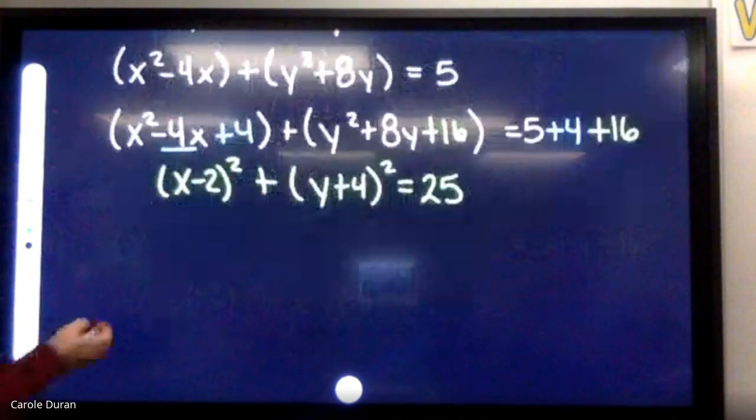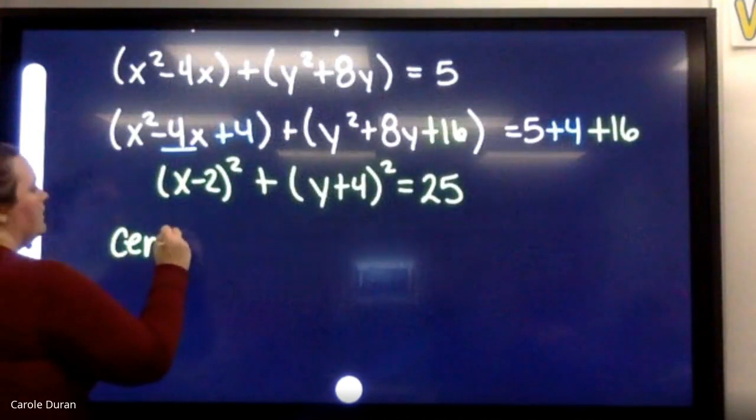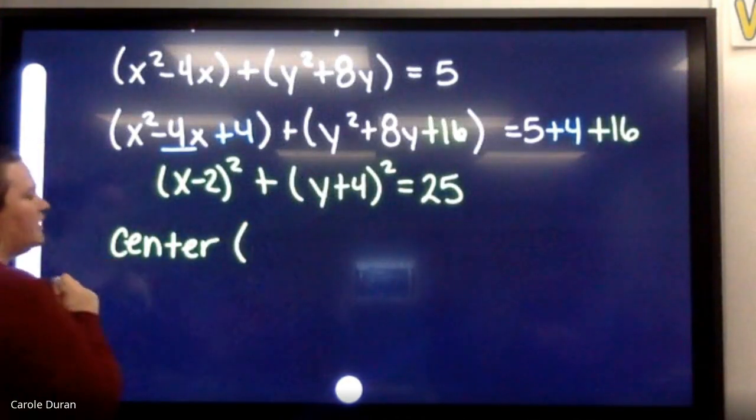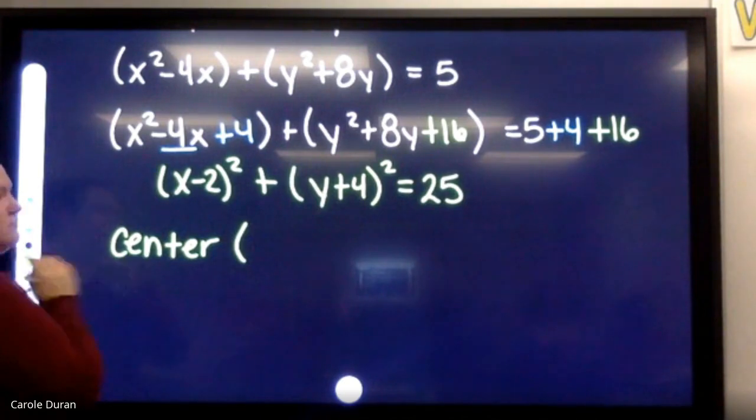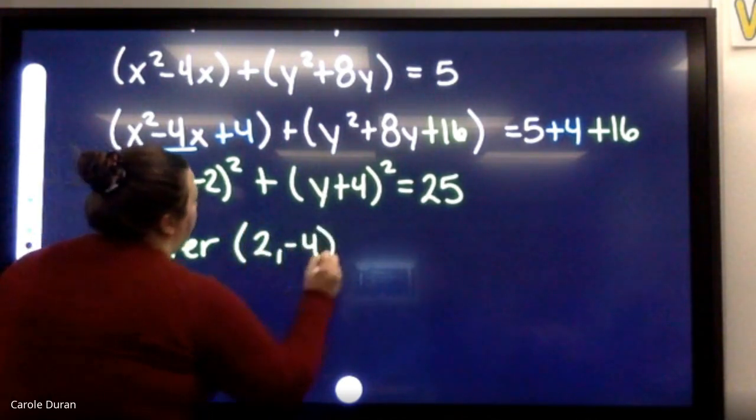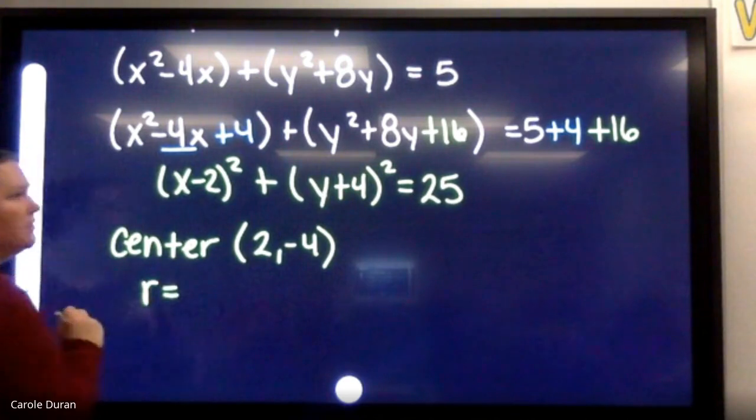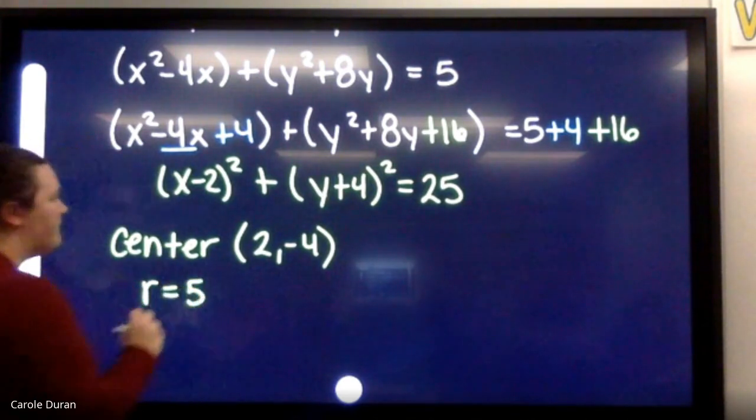And then I pull out my center and my radius. My center here is at what coordinate, Chandler? 2, -4. And my radius is 5, because the square root of 25 is 5.